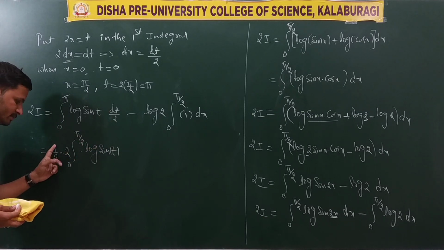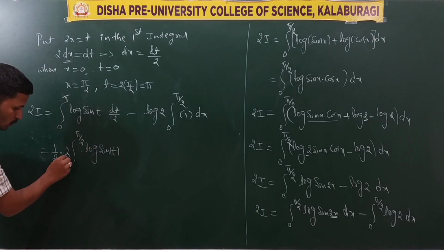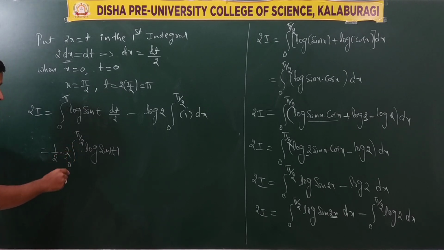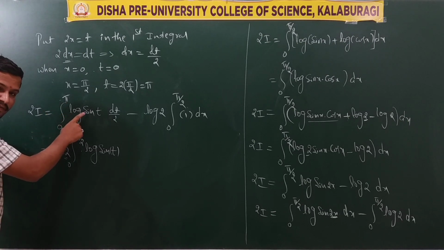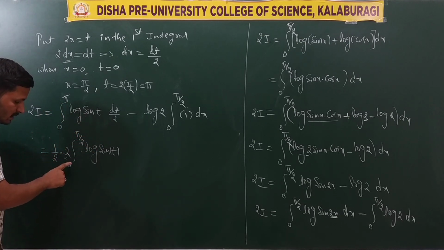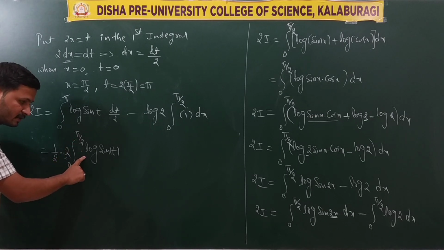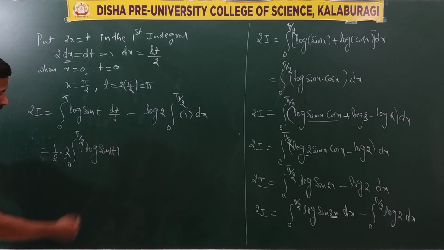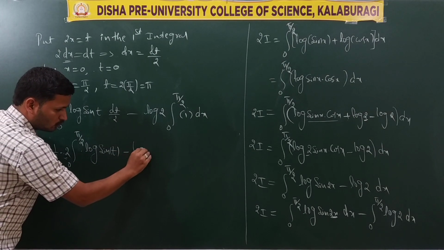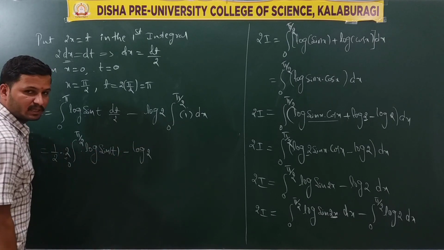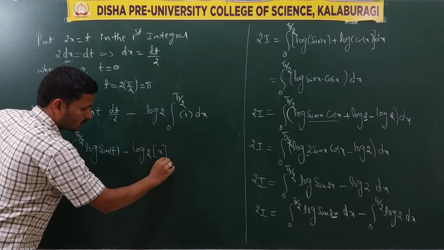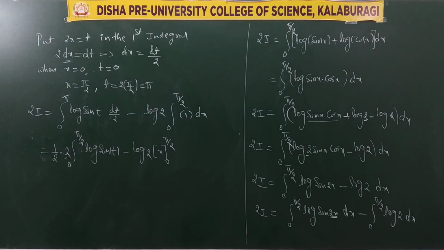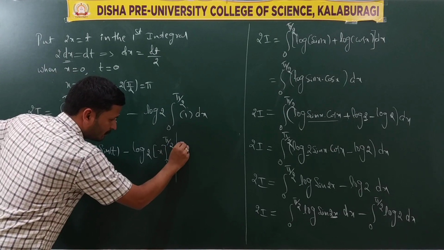Take this 1 by 2 outside, that is 1 by 2 into 2 times of 0 to pi by 2, because of property number 7, that is integral from 0 to 2a of f of x into dx is equals to 2 times of 0 to a of f of x into dx if f of 2a minus x is equals to f of x. So now minus log 2, yes, here integration of 1 is x. So lower limit is 0 and upper limit is pi by 2. Okay, yes. See here, mention the reason again.